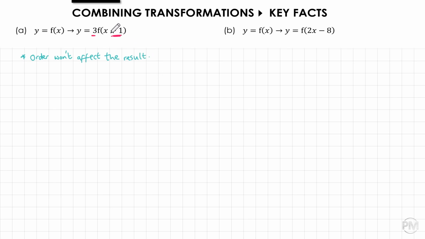So let's start by applying the transformation. If we replace x by x plus 1, that's a translation of 1 unit in the negative x direction. So here we can replace f of x by f of x plus 1. The 3 is telling us to stretch by scale factor 3 in the y direction.